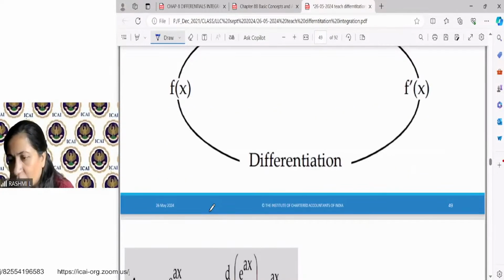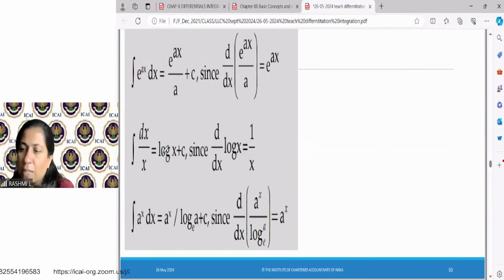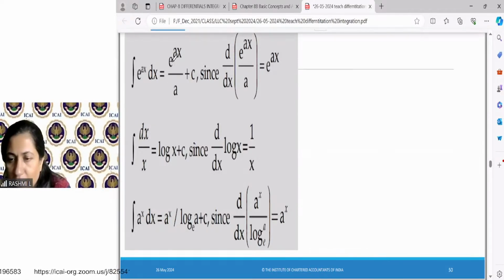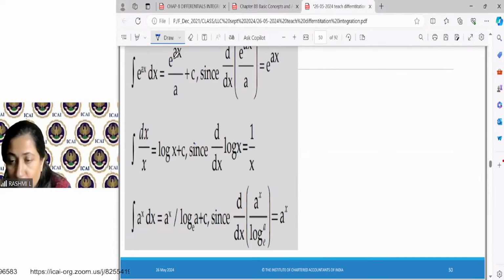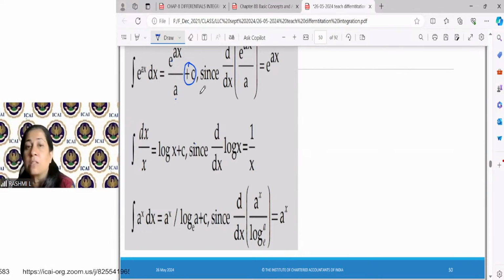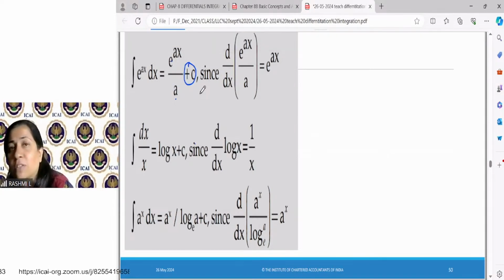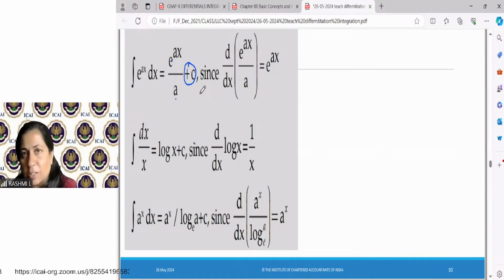Okay, integration is the reverse of differentiation. We know this. These are the formulas that we are going to use. So integral of e raised to ax dx is equal to e raised to ax upon a plus c. Important is this plus c, because we know that the derivative of a constant is 0. So when I'm doing the reverse, I do not know whether that original equation had a constant or not, and that is why I will write plus c.